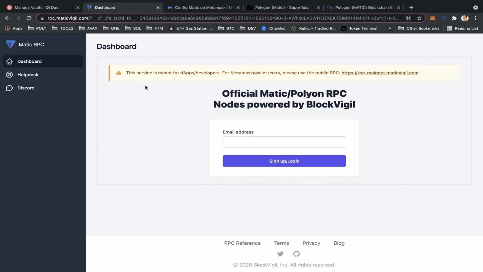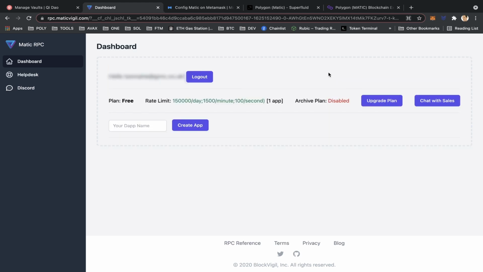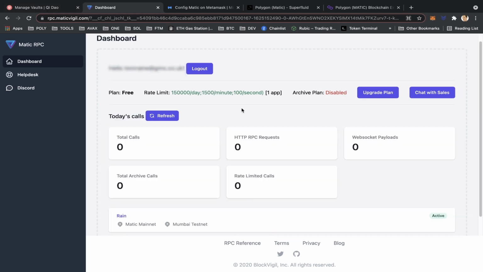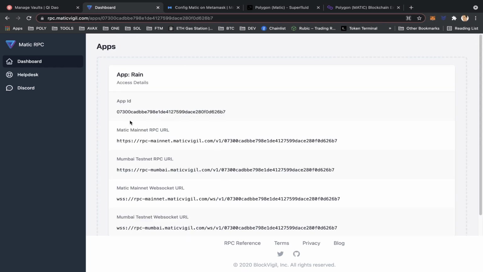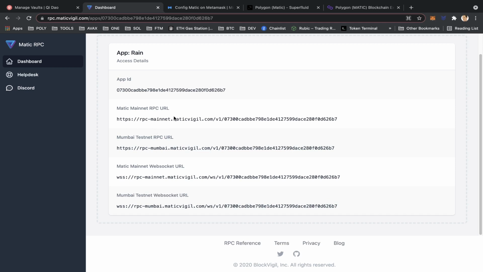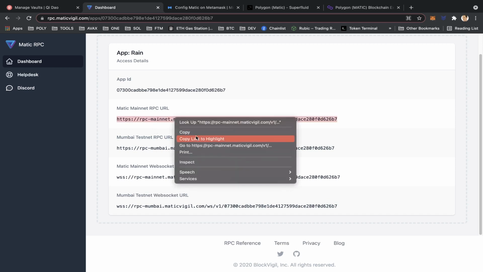So another thing that we can do is create our own custom RPC. I'm not actually sure if it's recommended to use these, but nonetheless you should get a fast RPC if you use this with a very low load, and we can just give it a try. So I'm just going to sign up now. Okay, once we've logged in using our email address, type in the name of your choice and hit create app. So once we've created our application, which I've called Rain, I've got down here, you can click down here, and then we can use this Matic mainnet RPC and copy this.